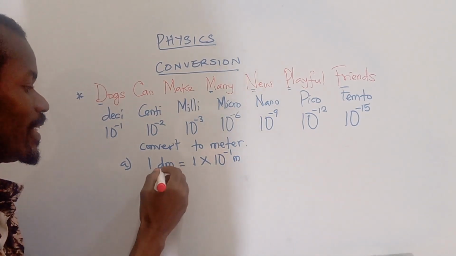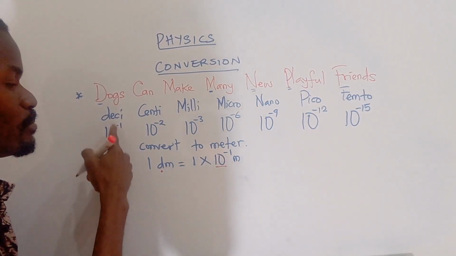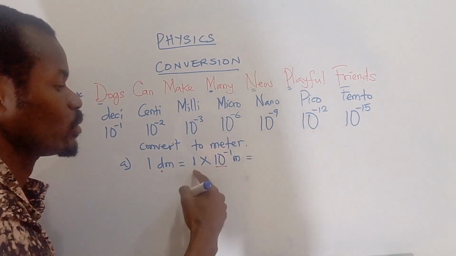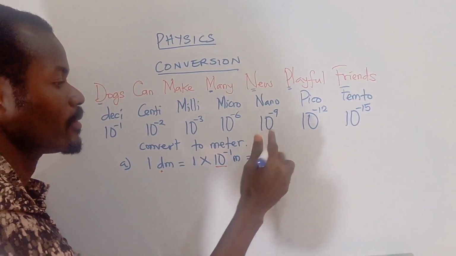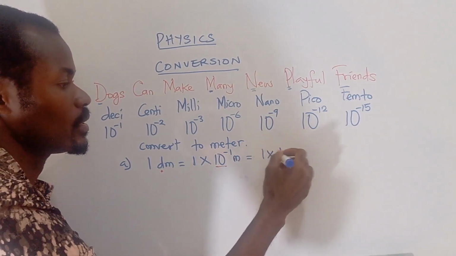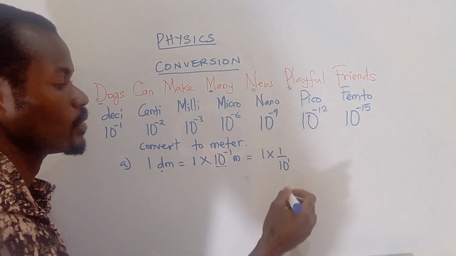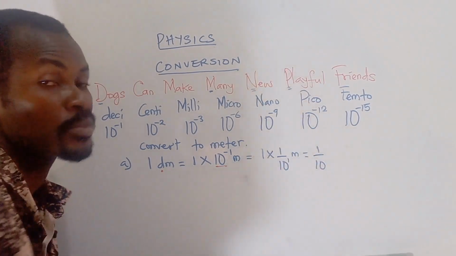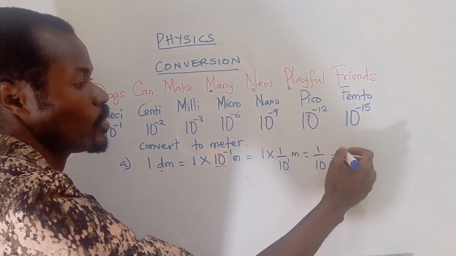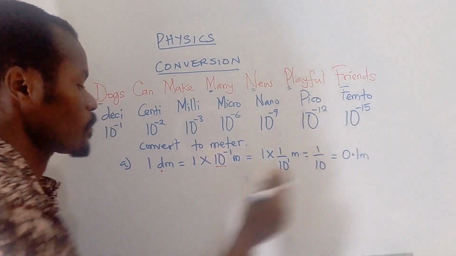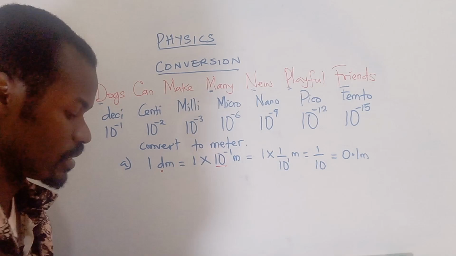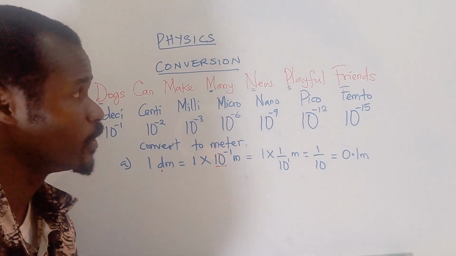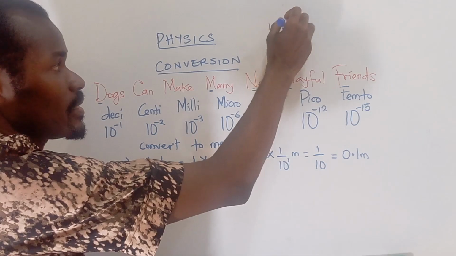So remember, your deci simply means what? 10 raised to the power of what? Minus 1. Right? This we can also keep in decimal. This is 1. Okay? We have 1 times what? This is 1 over 10 raised to the power of 1, meter. 1 times 1 is 1. 10 raised to the power of 1 is 10. Okay, so if we keep that in decimal, it's going to be what? 0.1 meter. So your 1 decimeter in meter is 0.1 meter.